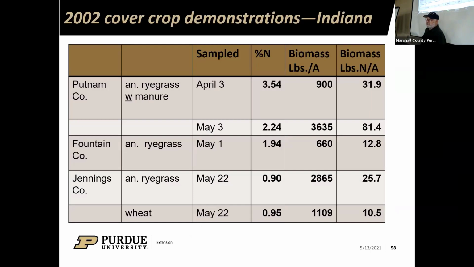So this is just demonstrating again, utilizing ryegrass. They used manure, but they had significant biomass produced with that cover crop. In Fulton County, with just the ryegrass, we still got 12.8 pounds of nitrogen per acre captured and saved from leaching. And similar results in Jennings County, where they actually had 27.7 biomass.